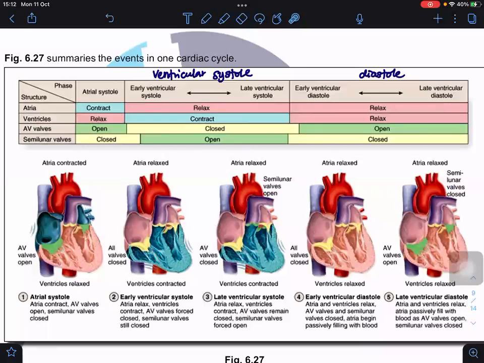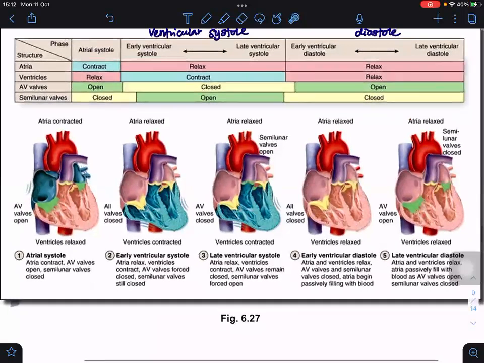So you look at this diagram, we can see what actually happened during the atrial contract and atrial relax. So this is referred to atrial systole. How about ventricle? When atrial contract, ventricle relax. Can you see that? When atrial relax, ventricle contract, and then both relax. So don't worry about the early and the late. For us, we put it all together.